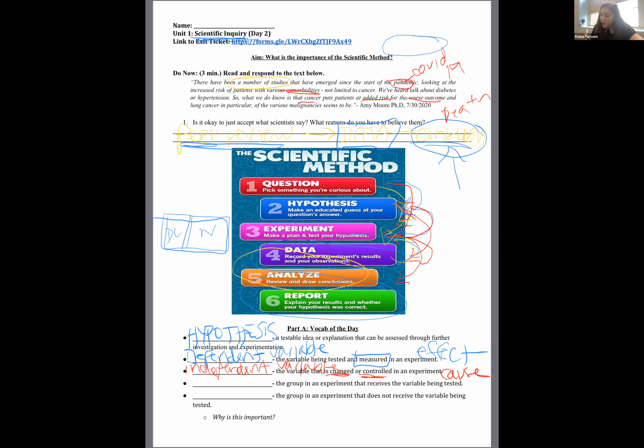So now, the group in an experiment that receives the variable being tested, that is the experimental group. And then there is a group in an experiment that does not receive the variable being tested. Thinking back to the Diet Coke and water experiment, right? Water is what you normally grow plants with, so you would refer to that group as your control group.